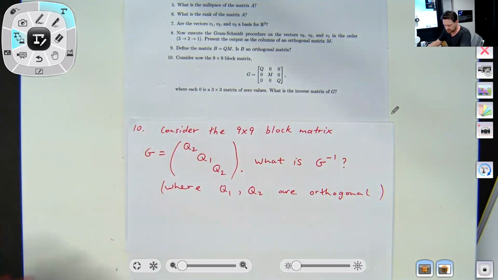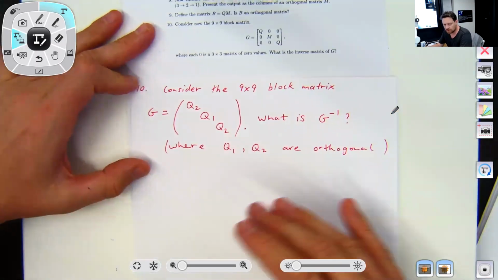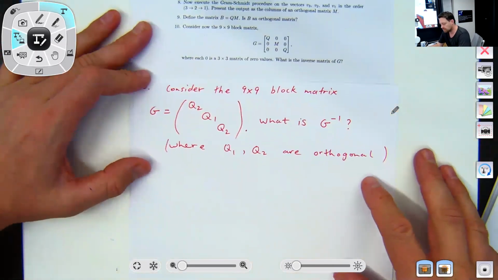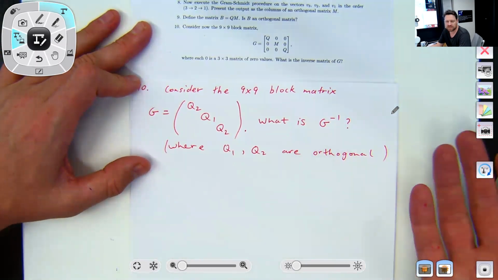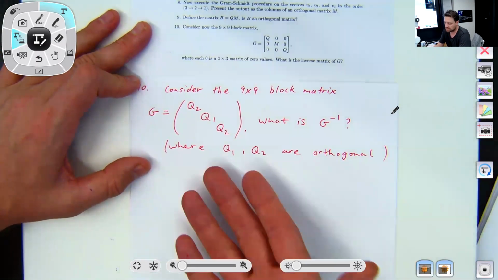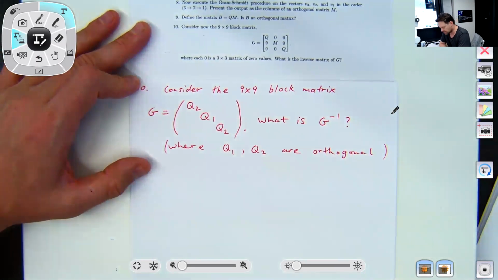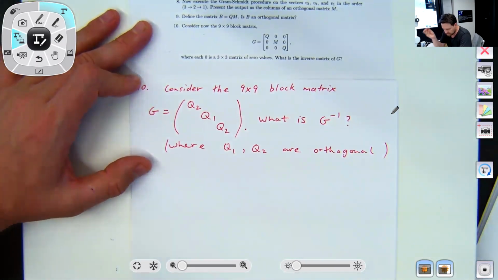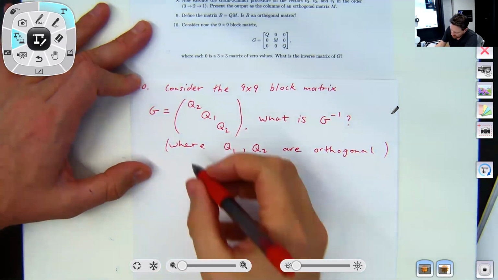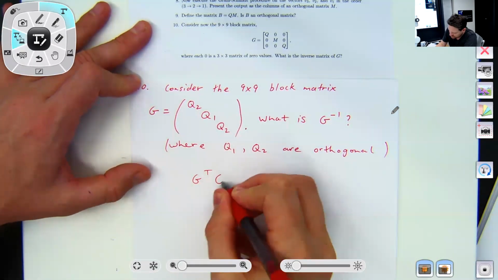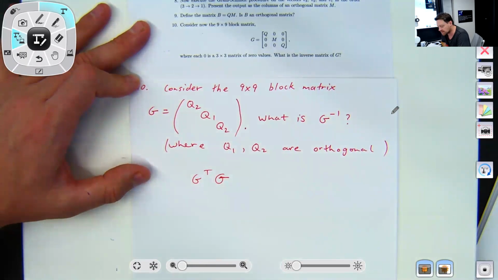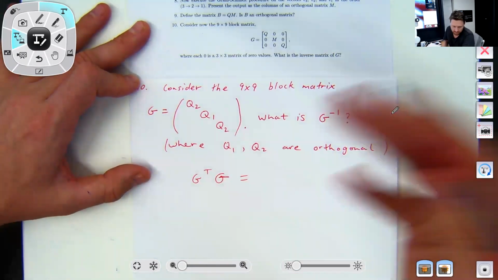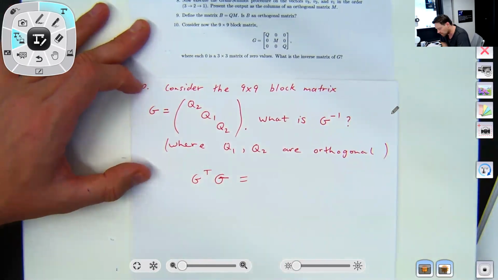You obviously suspect probably that this G is going to be orthogonal, okay? So under that suspicion, what you want to do is calculate G transpose times G, okay? Because if you get the 9 by 9 identity matrix, then you're done, right? You know it's orthogonal.